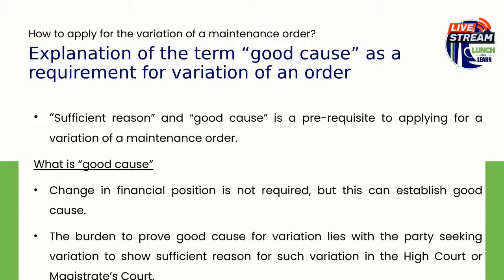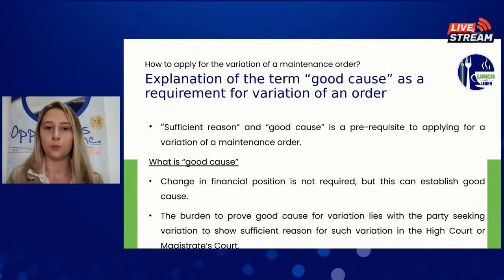And the burden of proving whether there is good cause to apply for this variation, either the decrease or the increase in the maintenance amount, will lie with the party seeking variation. That person who is now applying in terms of the J107, the person going to court applying for the variation order, has the responsibility now to show sufficient reason why they're applying for variation either in the High Court or the Magistrates Court. So the obligation to prove the good reason, the sufficient reason and good cause why you are applying for a maintenance order variation lies with the person who is approaching the court that day.